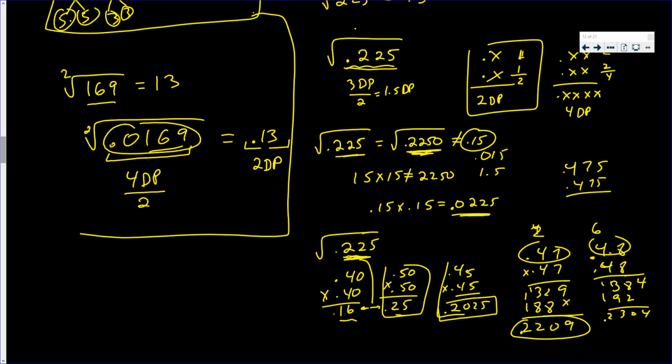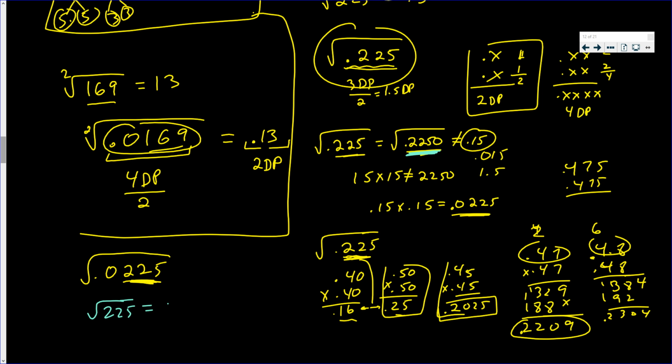Now, having said that, if I had 0.0225, then this number at the end is 225. Notice over here, please, it was not 225. It was 2250. That's a big difference. Now, I know that the square root of 225 is 15. Since this is 4 decimal places, I'm going to write 15 with 2 decimal places. And that is the correct answer.